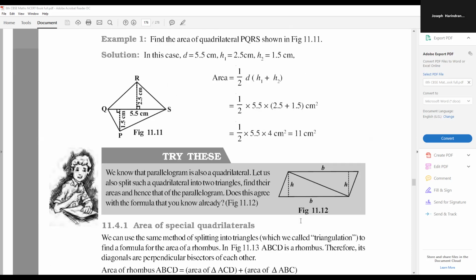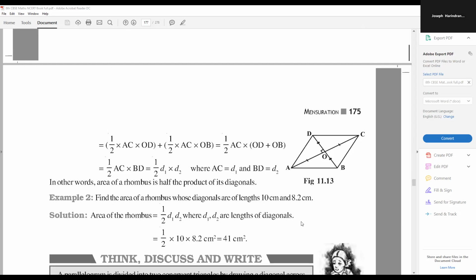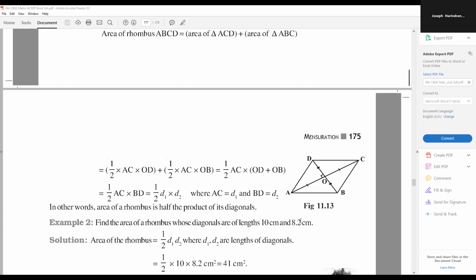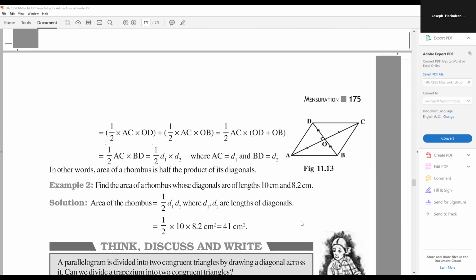A parallelogram is also a quadrilateral. We know that the area of a parallelogram, already in 7th you have learned, is base into height. That's all. Base into altitude. The area of a rhombus. In fact, a rhombus is a special quadrilateral. A rhombus is a parallelogram in which all the sides are equal and the diagonals bisect each other at right angles. It is very simple. The area of a rhombus is half into the product of the two diagonals, AC and BD, D1 into D2, half into D1 into D2.